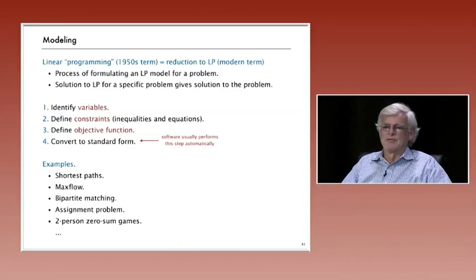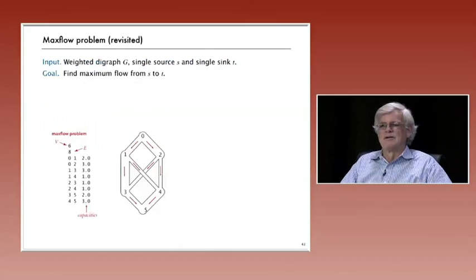Let's look at some examples that I've said reduce to linear programming problems, or can be modeled as linear programming problems. And we'll just use the modern term of reduction. So for example, max flow problem. So this is the max flow problem that we considered. And its input is a weighted digraph. And there's a source vertex S and a sink vertex T, and the weights indicate capacities, and what we're supposed to find out is what's the maximum flow from S to T.